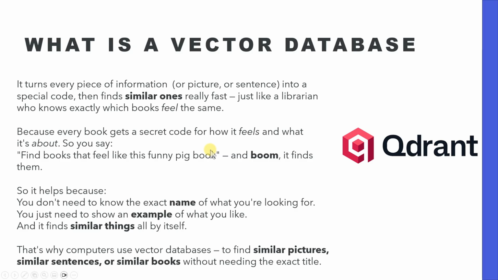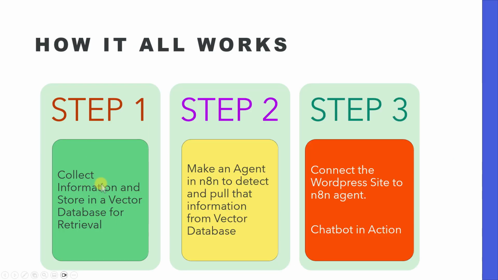So let's move forward. Step one is to collect all information and store it in a vector database for retrieval. Step two is we are going to make an agent in N8N to detect and pull that information from the vector database. So step two is the actual chatbot. When you write, it's going to check and then pull that data. And step three is finally we are going to connect the WordPress site to the N8N agent. So when the user comes on the website, he sees that in action.